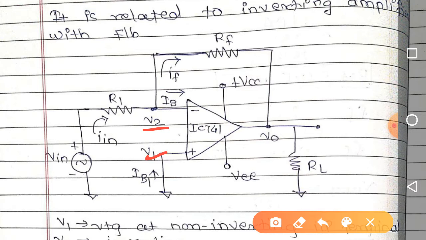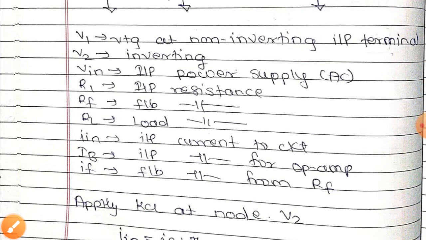Iin is the input current. R1 is the input resistance. IB is the input current of the op amp. IF is the feedback current. RF is the feedback resistance. V0 is the output voltage. RL is the load resistance. It is shown in the circuit diagram, the circuit arrangement. Same thing here: V1, V2, Vin, R1, RF, RL, Iin, IB and IF.